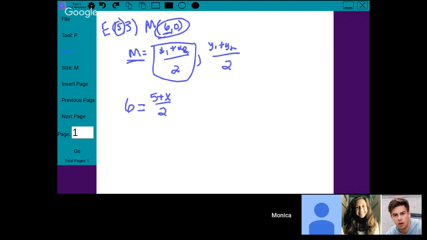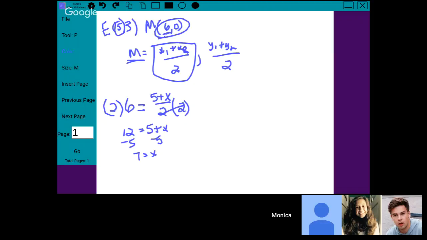And if we solve that, since we're dividing by 2, we have to multiply both sides by 2 so that we can move it over. So 2 times 6 is 12. And then we're going to have to subtract 5 from both sides. So we're going to get 12 minus 5 is 7.